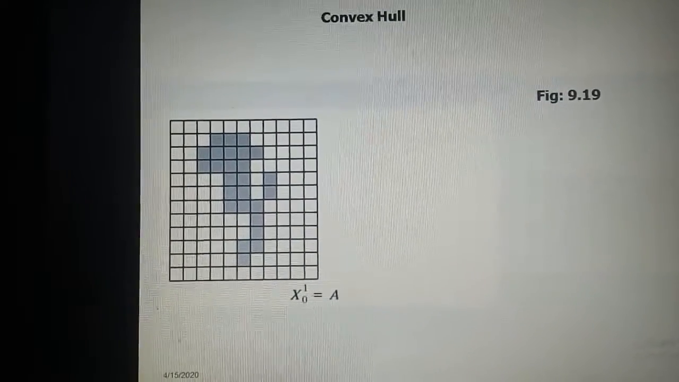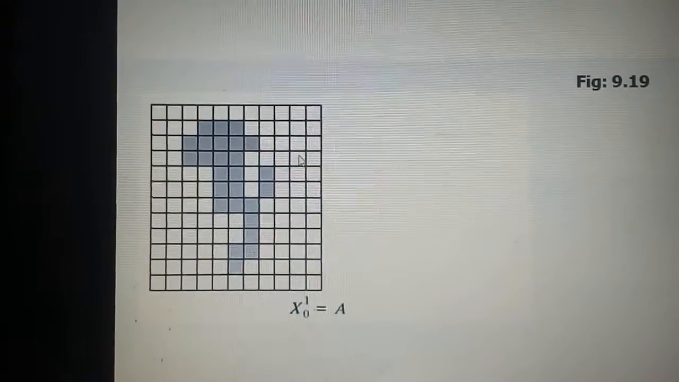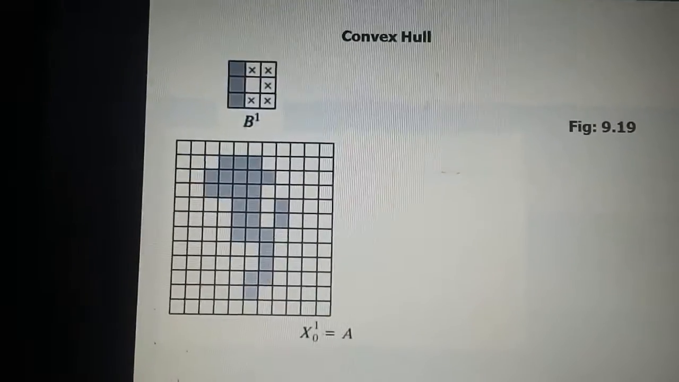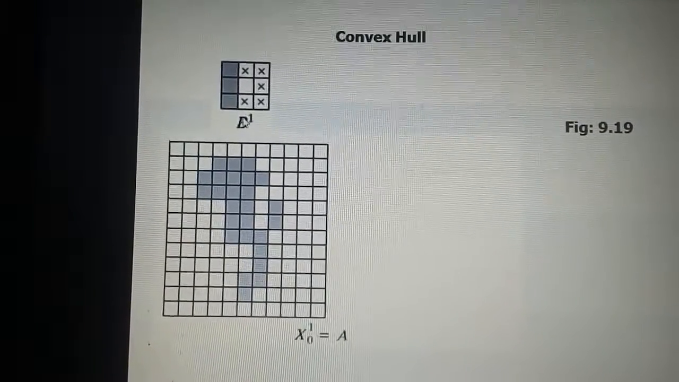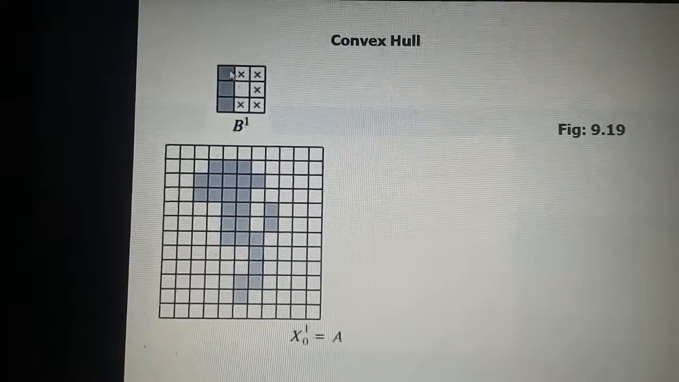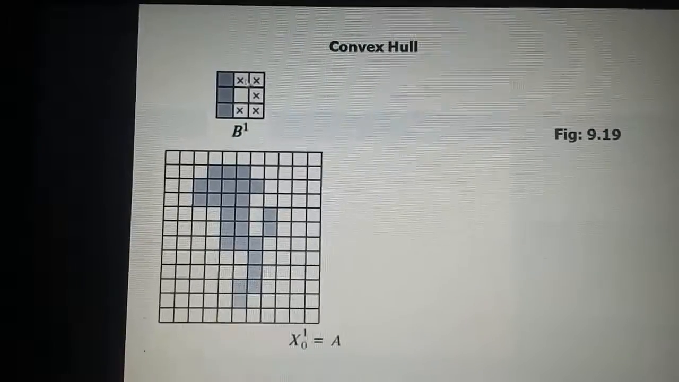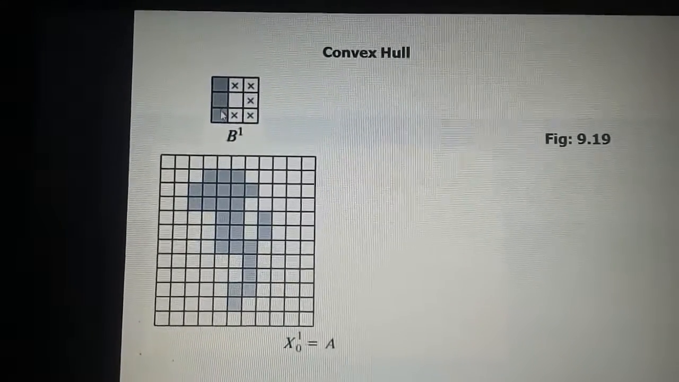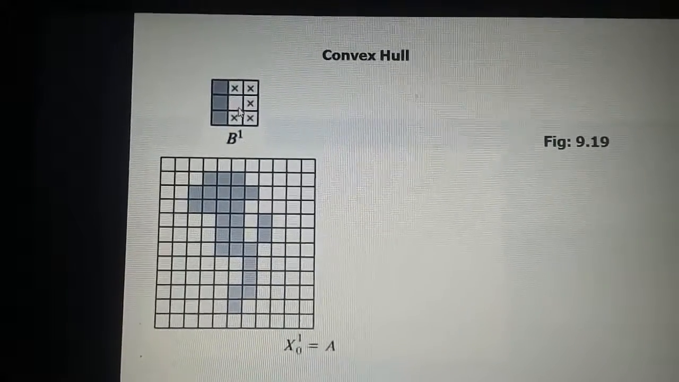Let us consider this example to find the convex hull for this set A. The structuring element we are going to use here is B1, which is a structure like this. These are all the don't care conditions, these are the matching, and this is an empty place.